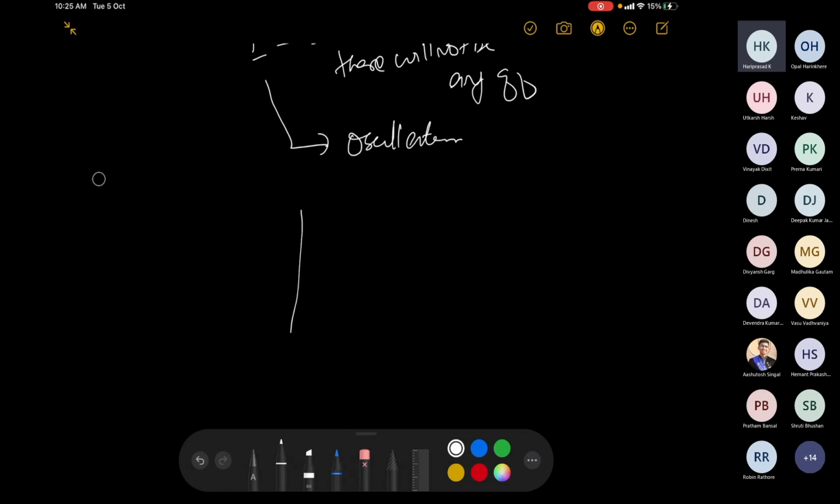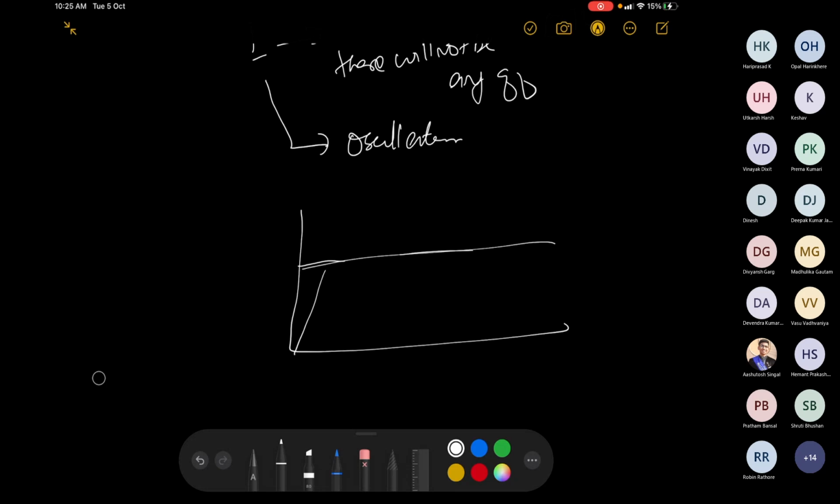So what you would really see is, okay, if this is the set point and the action is based only on integral action, your errors would keep on decreasing.